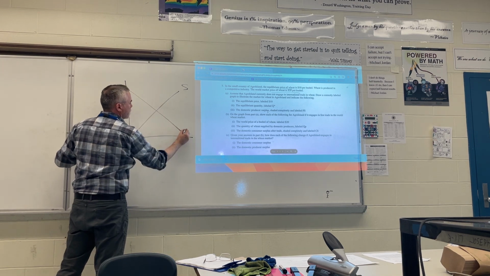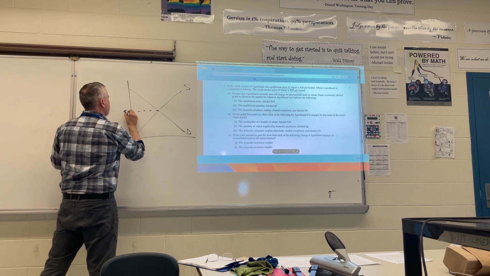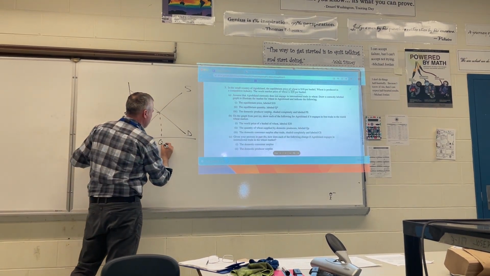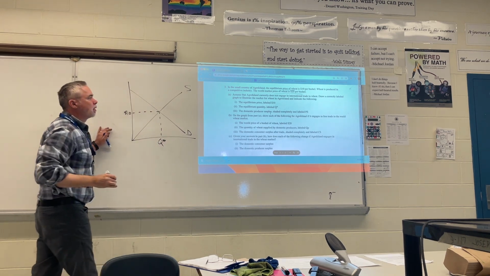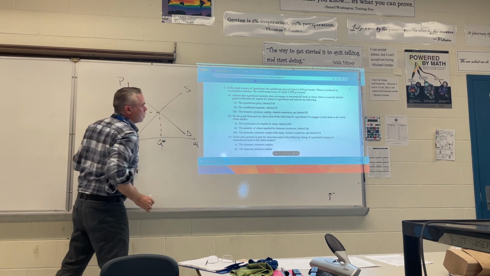Supply, demand, your domestic price they gave you was $10. Your domestic equilibrium quantity, they want you to label Q asterisk. I don't want to forget to label my axes, P and Q.